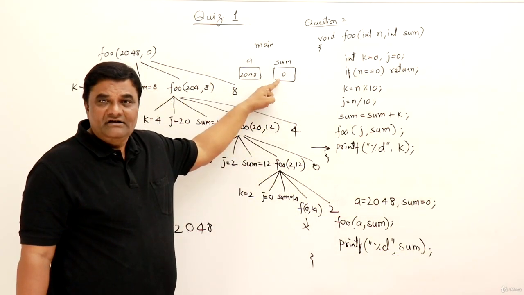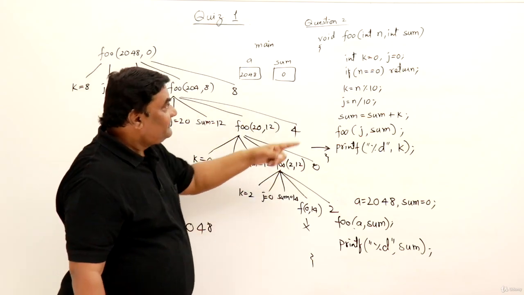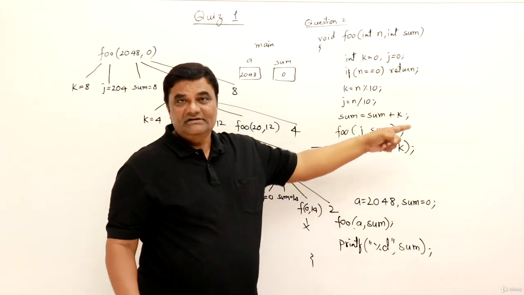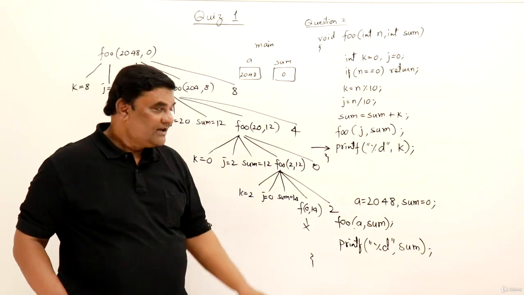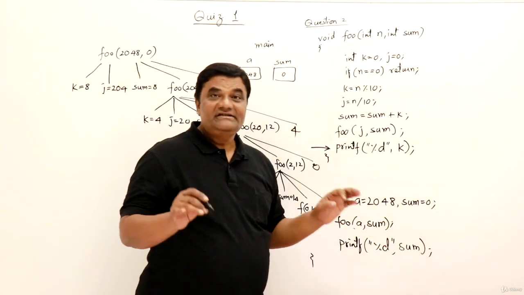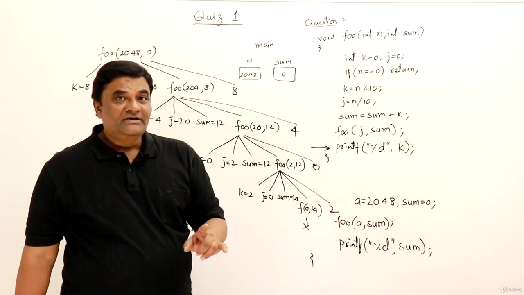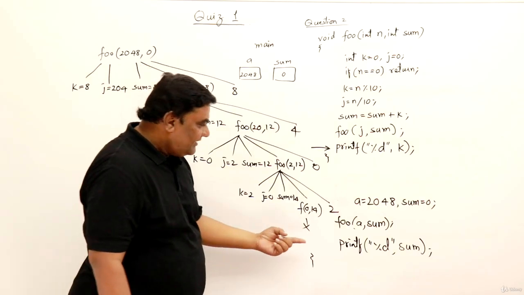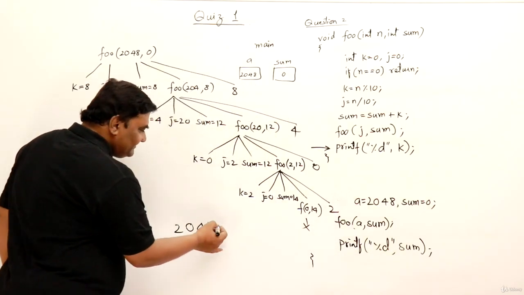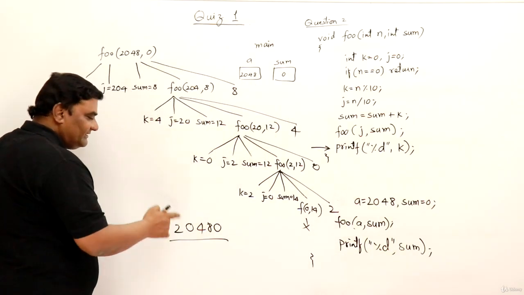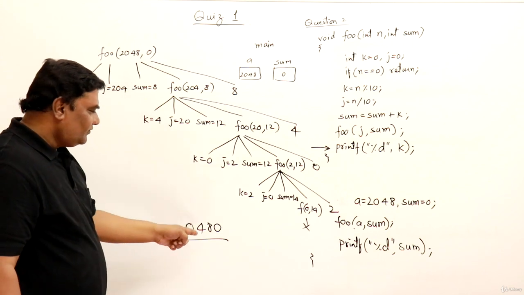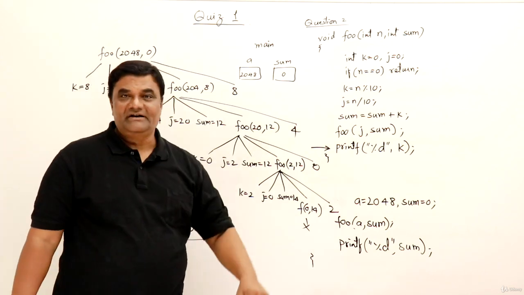This is not changed. No, it became 14. This was belonging to foo function. It doesn't belong to main function. Main function sum is 0 only. It is called by value. It is not modified. So print sum is 0. Yes, this is the answer. 2048 and 0 is printed.